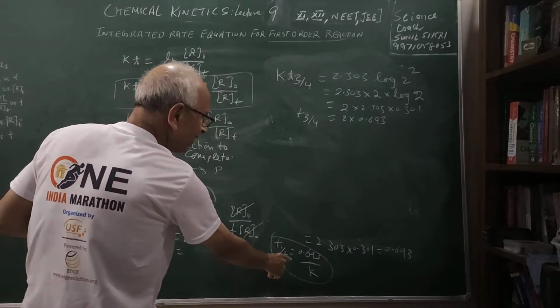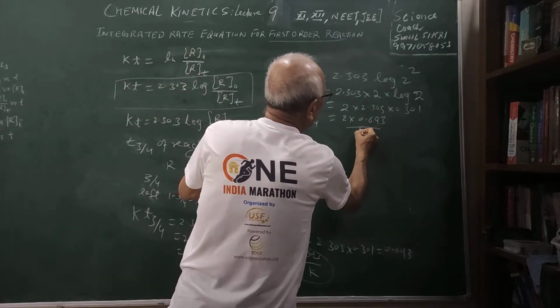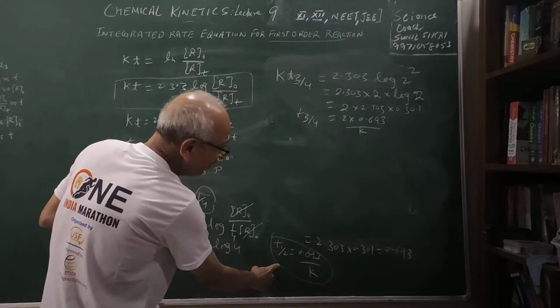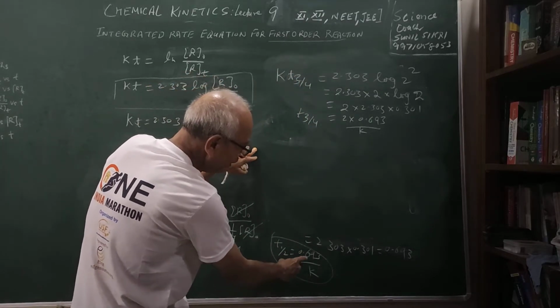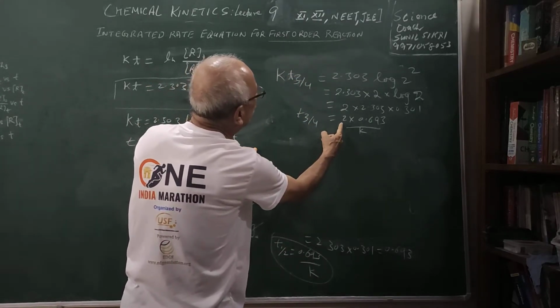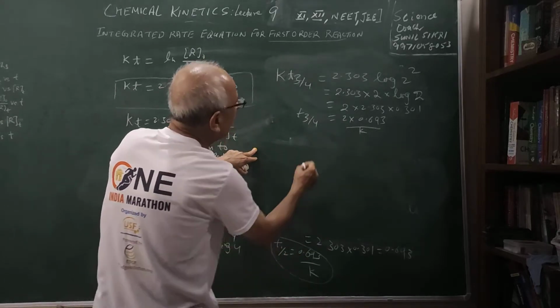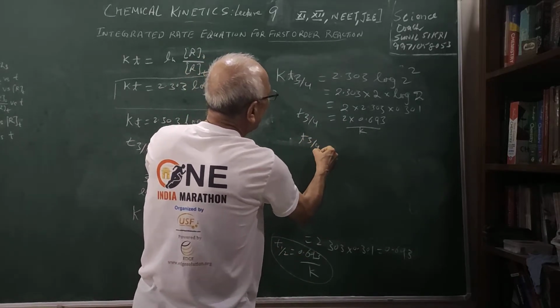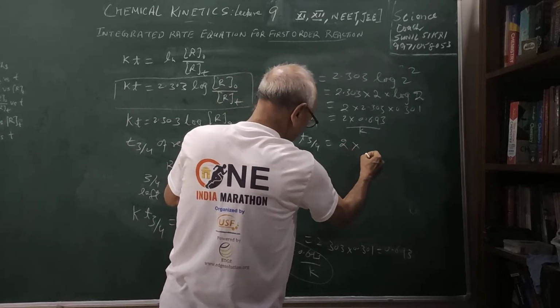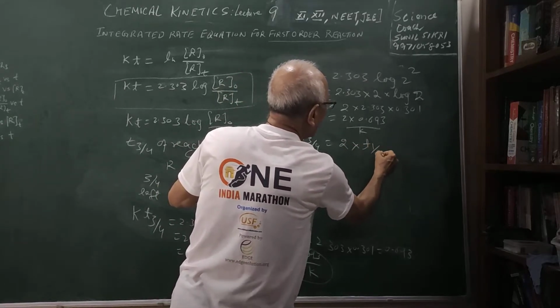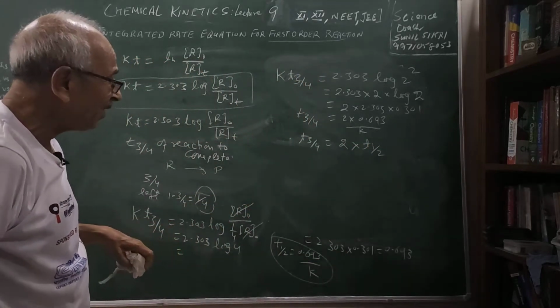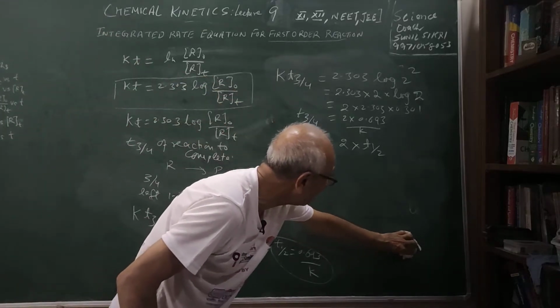If you compare this relationship, divided by k, with the half-life, you can see that this is 0.693 by k. This is 2 times the half-life. So T3/4 is coming to be 2 times T half. Important relationships, because such questions are usually asked in the examinations.